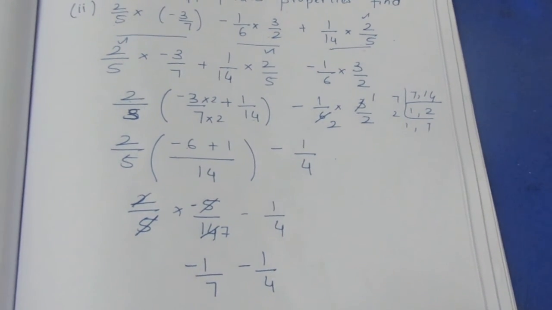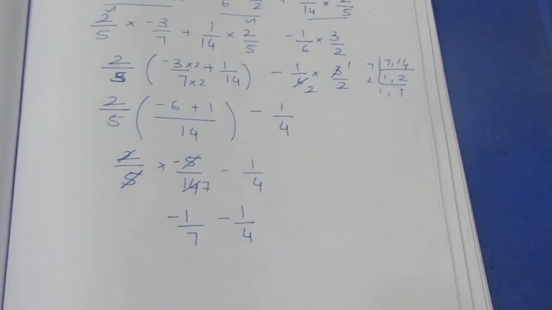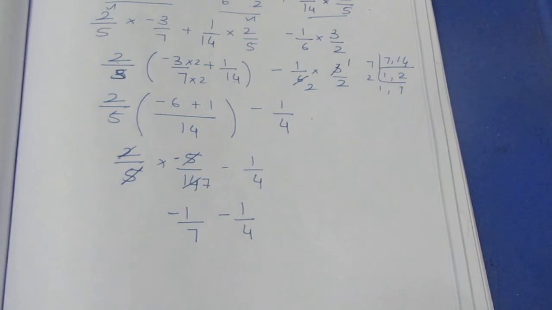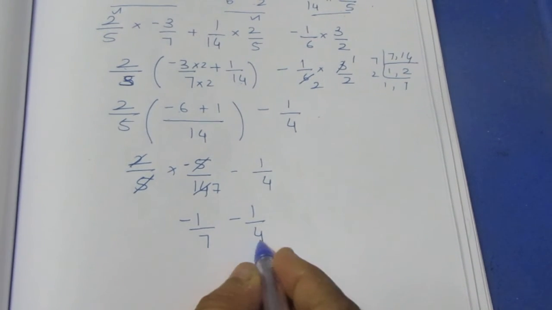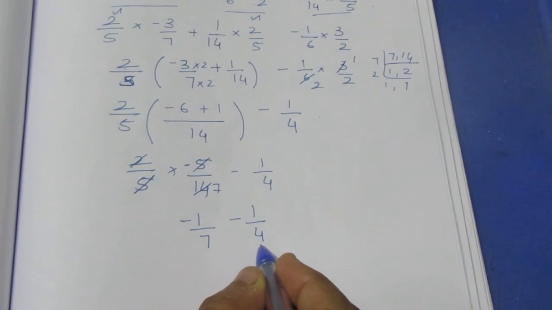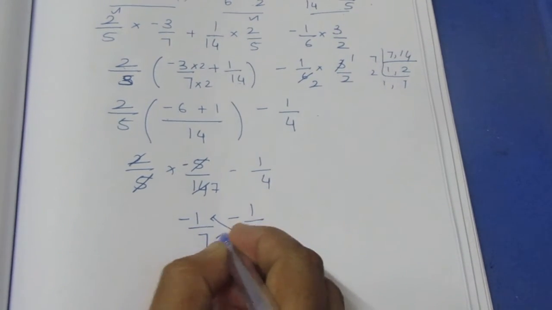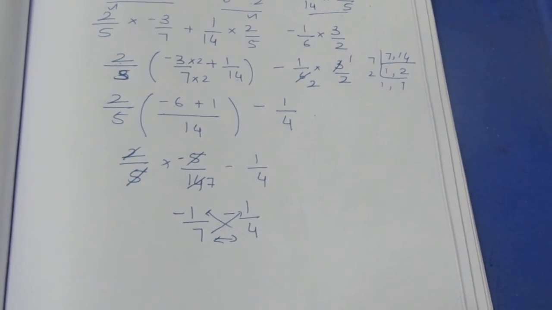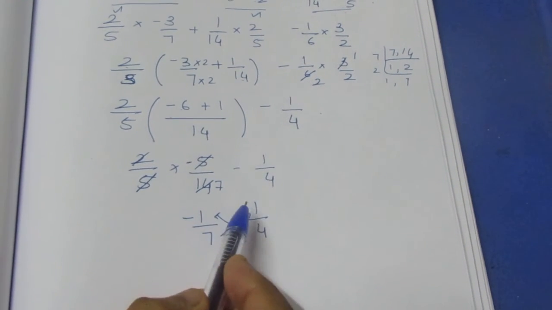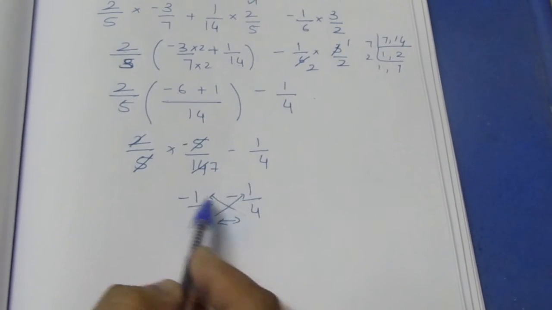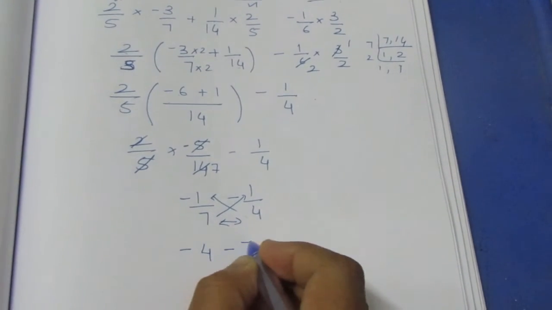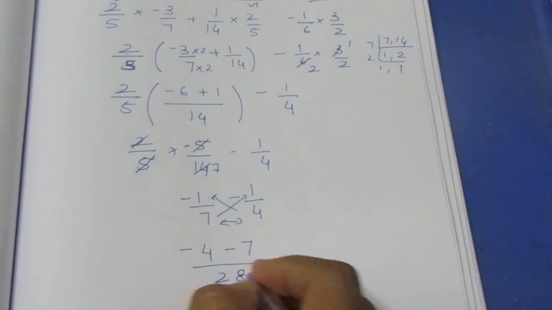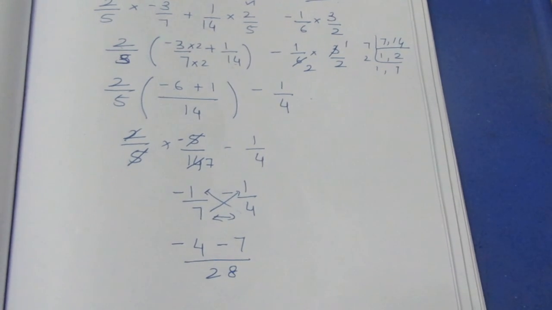We need to take LCM again to solve it. I'll teach you one easy method for taking LCM. Here we know that 7 and 4 have nothing in common. For that, just cross multiply in the numerator and multiply both in the denominator. Here if I multiply, it becomes minus 4 minus 7 by 7 4s are 28. Numerator I am cross multiplying and the denominator I am multiplying both.